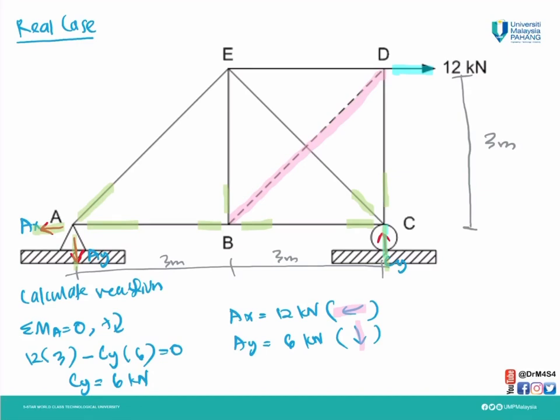We know we have AY and AX. For member AE, we're going to have Y forces. Therefore, all the Y forces go into member AE. At joint A, the Y force is going down with a magnitude of 6 kN. Therefore, in equilibrium, this goes up with 6 kN. So this one is 6 kN due to AY being 6 kN.